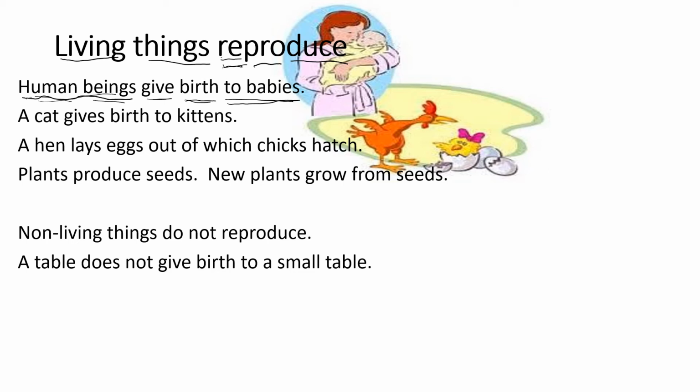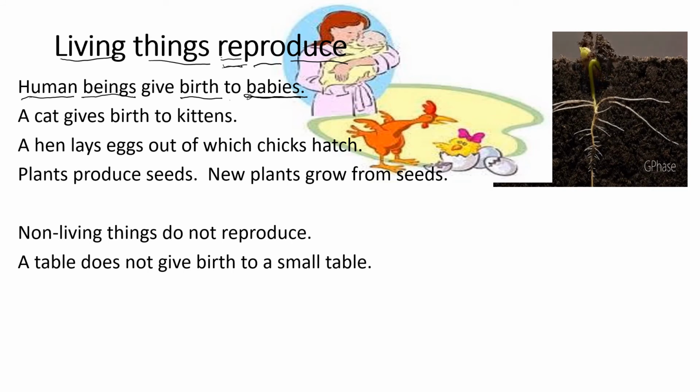Let's learn the spelling of human beings. H-U-M-A-N, human. B-E-I-N-G-S, beings. The next new word is birth. B-I-R-T-H, birth. Another word for birth is to be born. The next new word, B-A-B-I-E-S, babies. So, let's read the sentence out. Human beings give birth to babies.